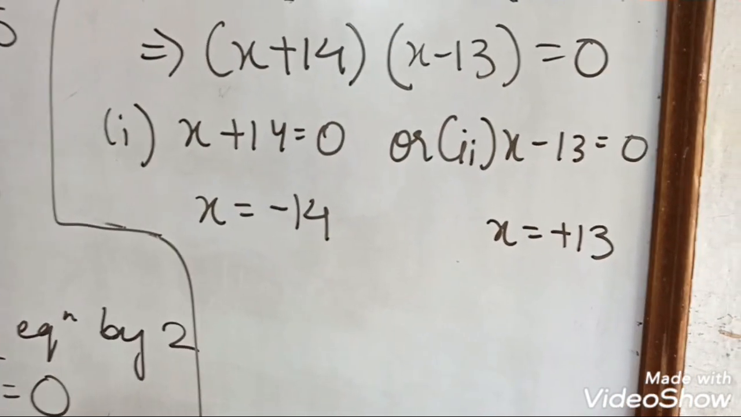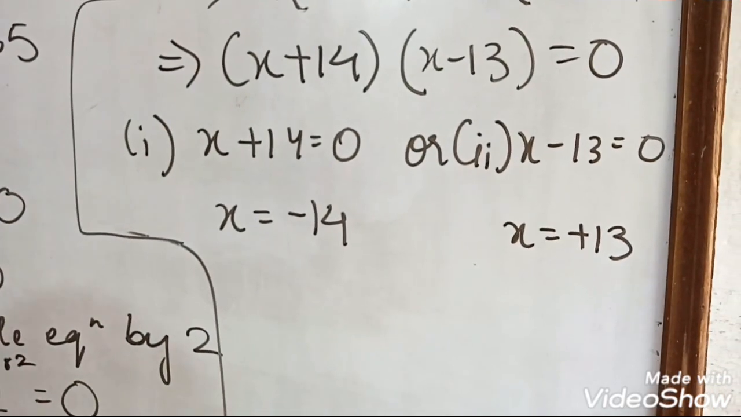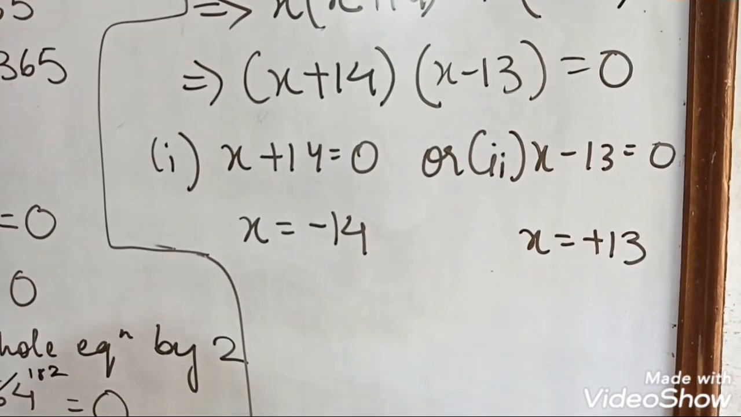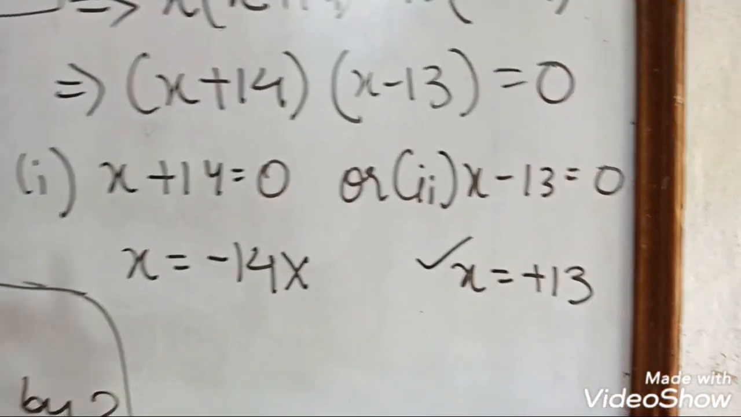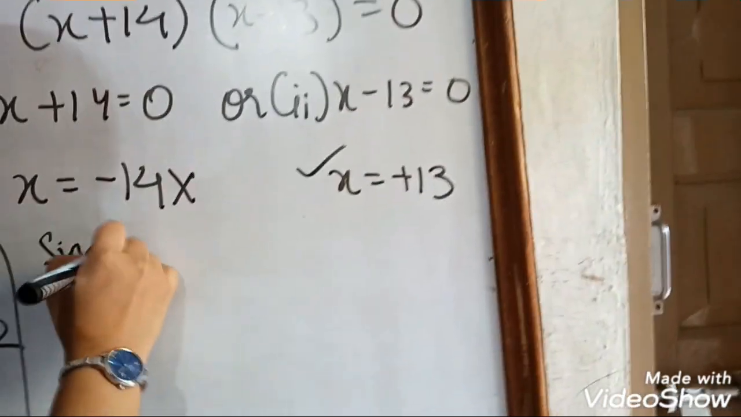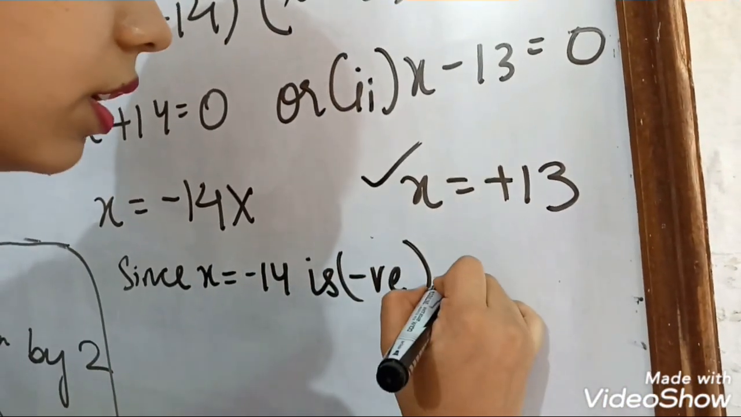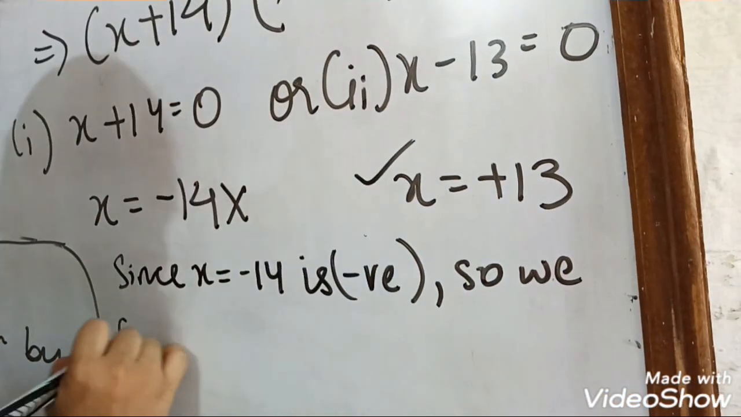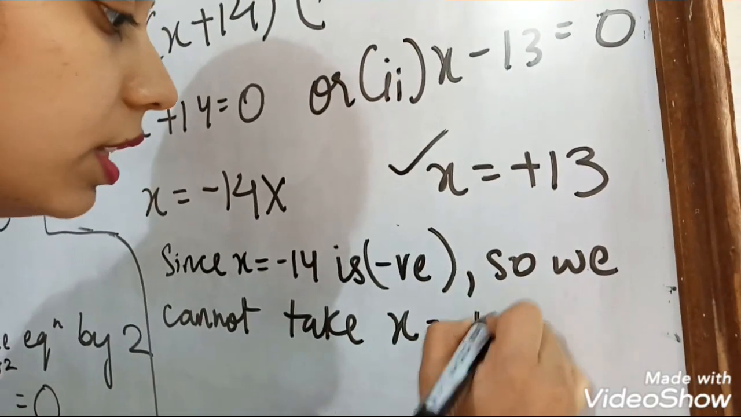Now children, since it is given in the question that the integers can be positive only, so over here x equals to minus 14 we are not going to take. We will not consider it. We will only consider x equals to plus 13. Okay. Now from the first sentence of the solution we have written let the first integer be x. So over here you can write, since x equals to minus 14 is negative, so we cannot take x equals to minus 14.